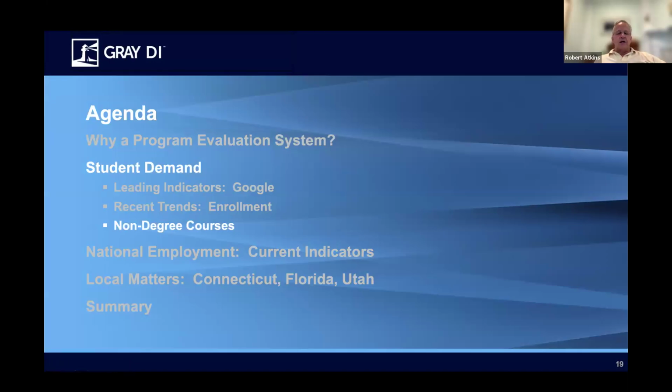Now let's shift over and look at non-degree courses. Many of you are focused on this concept of certificates, not inappropriately. Many college graduates may want to come back and get a certificate. Many other folks may want to just get a certificate in a particular thing to add a skill to their resume. And that is probably a positive thing.